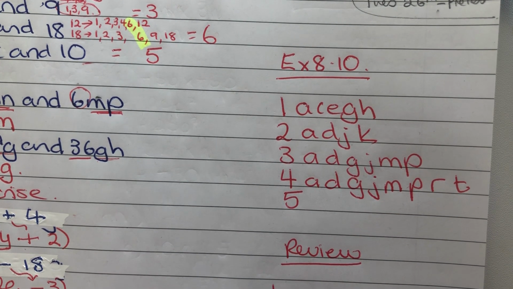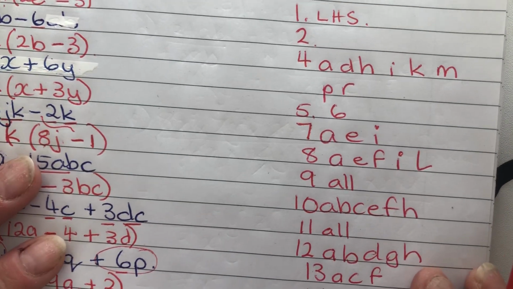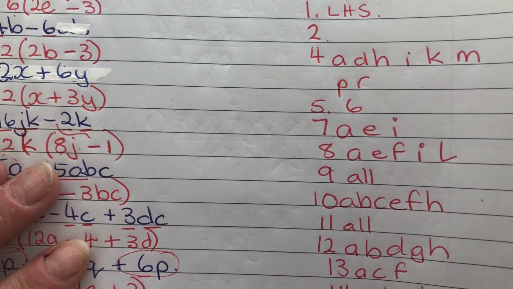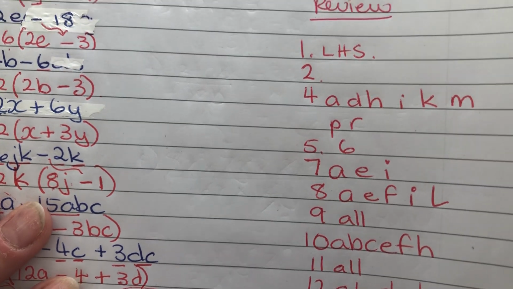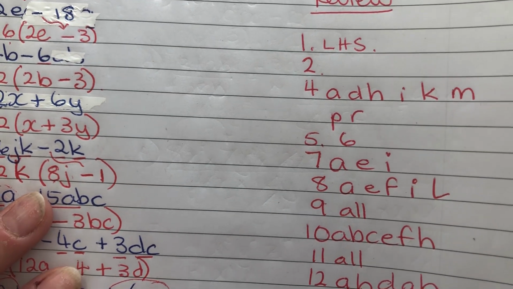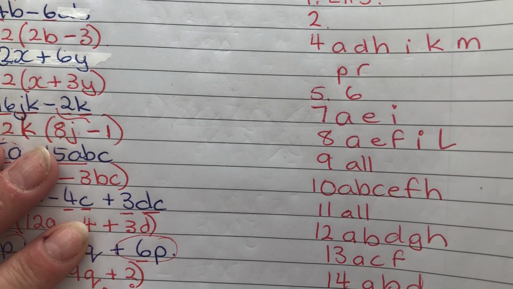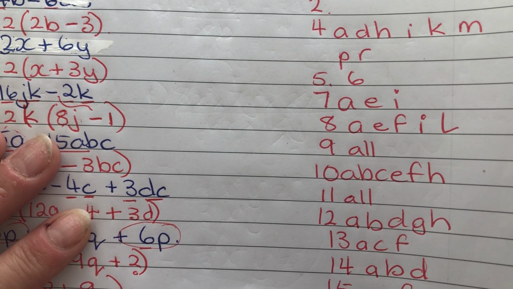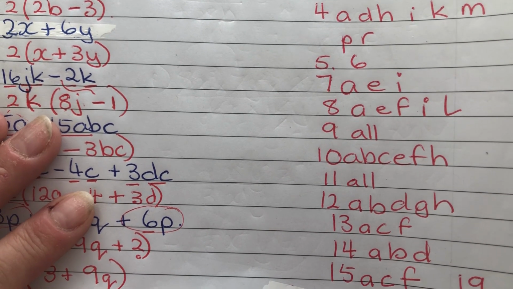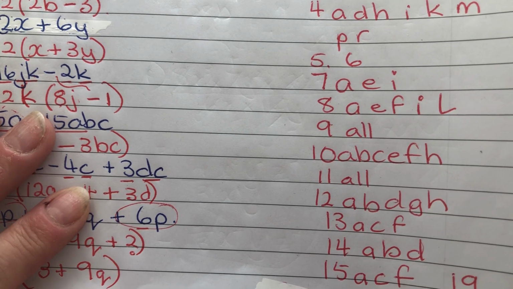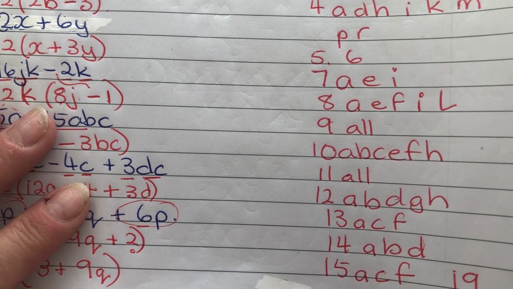All right, so press pause to write those down. And these are review questions. So it's 1 left-hand side. Now I'm going to get rid of that one so the rest fit on. And 2 all together. And then the rest of those questions. This says 19 right down the bottom.